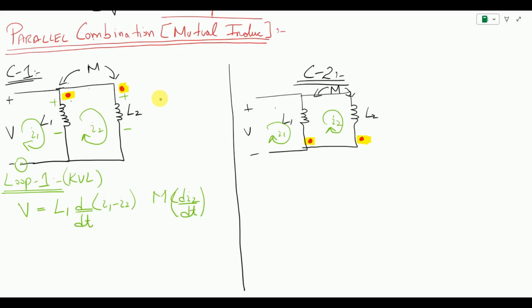Now what is going to be the sign for M? Again we have to look at the current I2 and see whether it is leaving or entering. So we can see that this current is basically leaving the circuit.